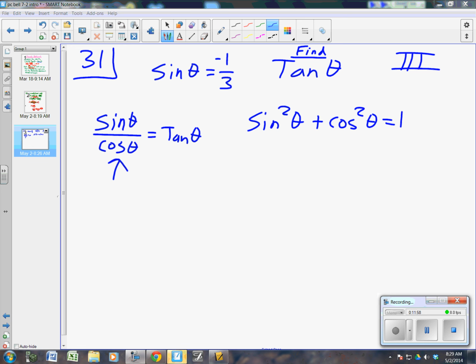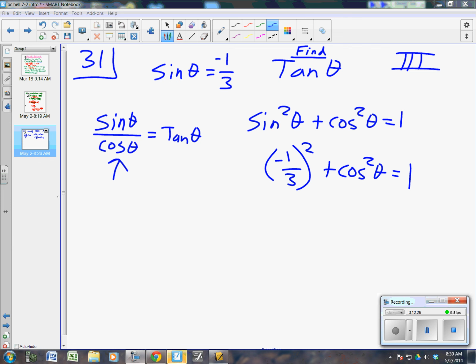So I'm going to make a substitution here. I know sine of theta, so what am I going to substitute? I'm going to substitute negative 1/3 for sine. That just leaves me the cosine in this equation. I can solve when I have one variable, right? So how am I going to solve and get cosine by itself? Well, not 1/3. Yeah, I'm going to square this first.